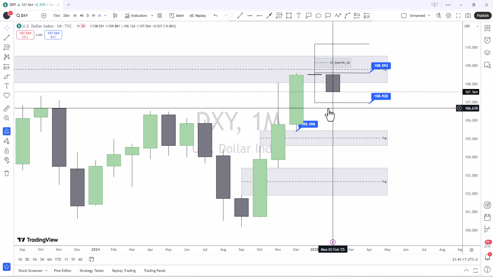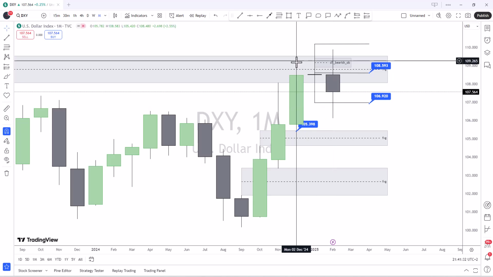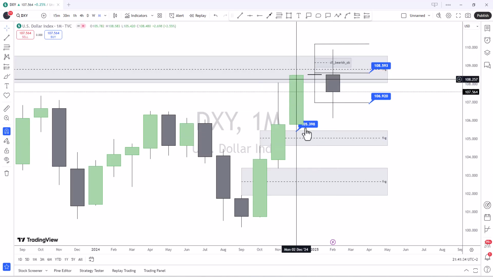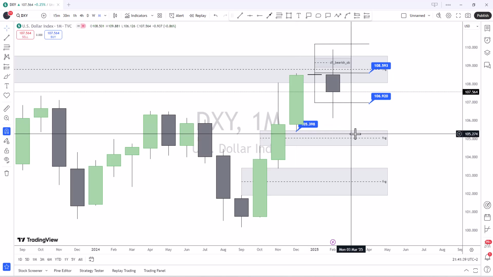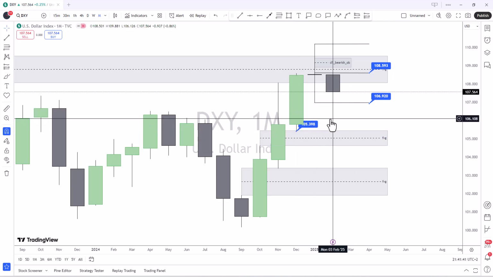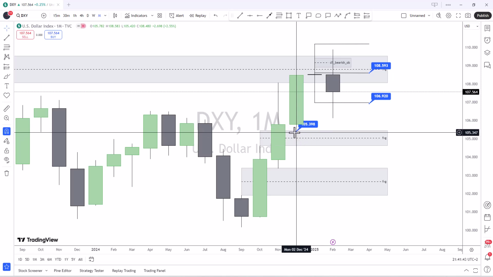If we dig deeper onto lower time frames, say the weekly and the daily time frames, we are likely to see discount areas there that have provided support, mainly inside this bullish candle from December. So yeah, heading into March, I'm still bearish on dollar.